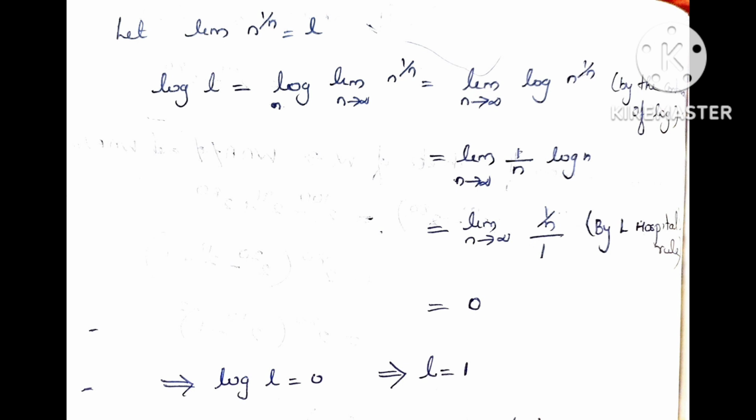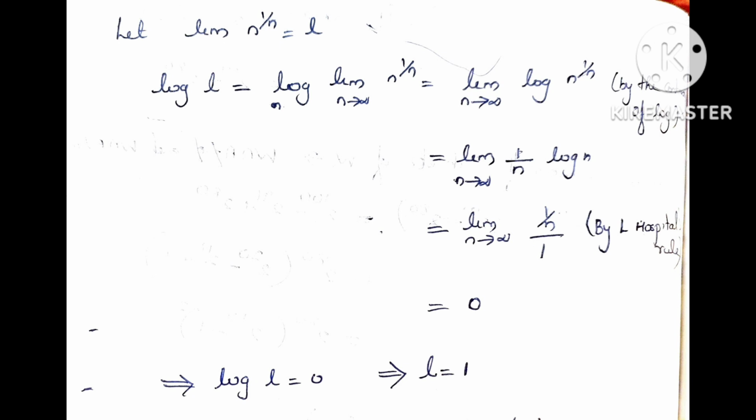So let limit n raised to 1 by n be equal to L, and then put logarithm on both sides. Since n tends to infinity, we get infinity raised to 0, we can't use that directly. So just taking log on both sides, log L is equal to log limit n tends to infinity n raised to 1 by n. Then since log is continuous, we have log limit n tends to infinity n raised to 1 by n equal to limit n tends to infinity log n raised to 1 by n, that's equal to limit n tends to infinity 1 by n log n, that's equal to limit n tends to infinity log n by n.